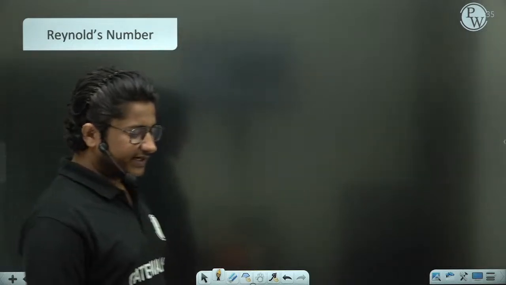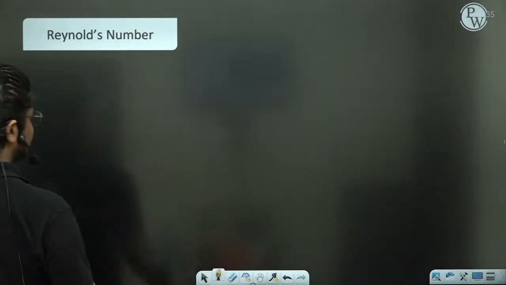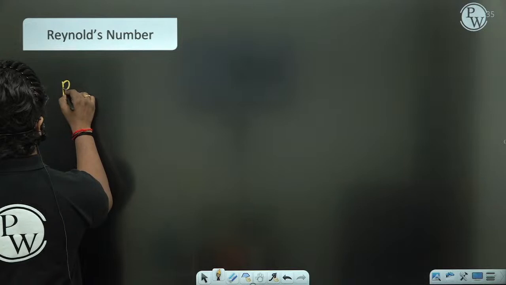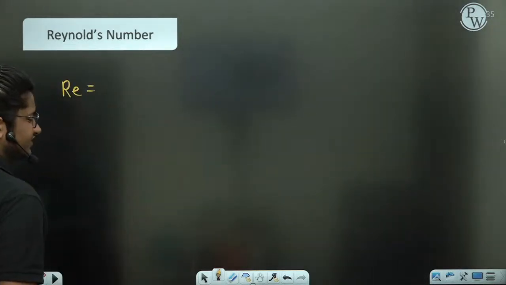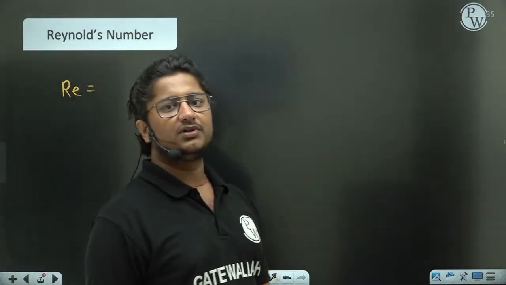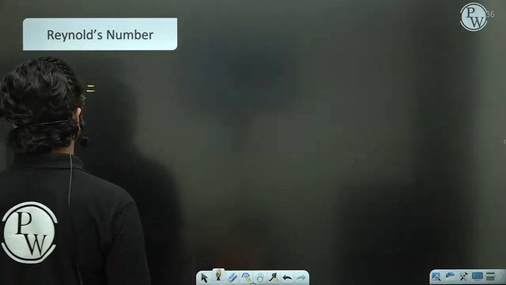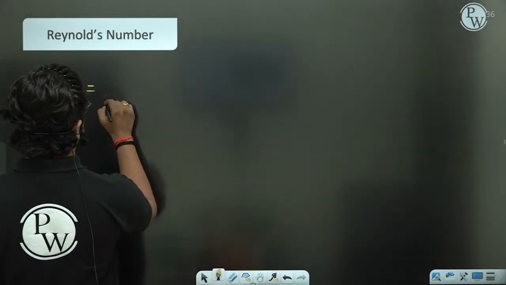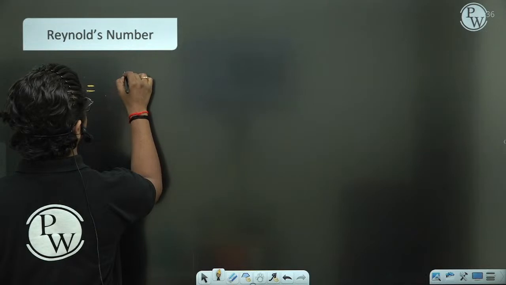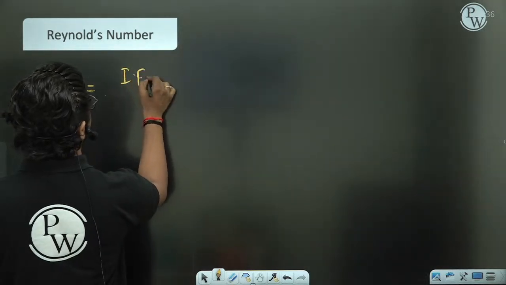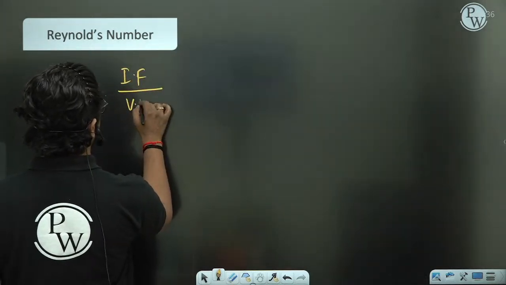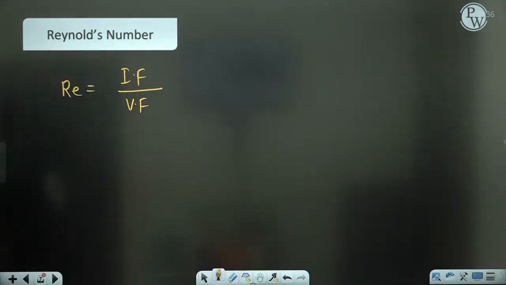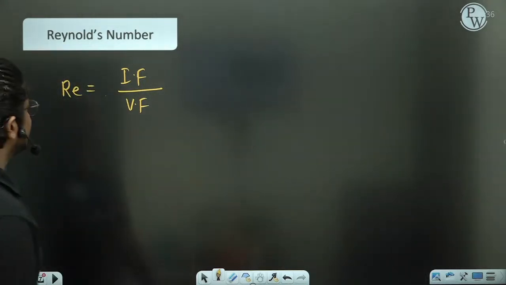Next one is the Reynolds number. So this also we will discuss. Anyway, you know that open channel flow is based on Froude number, not on Reynolds number, but we'll discuss this also. Reynolds number is basically the ratio of inertial force upon viscous force.